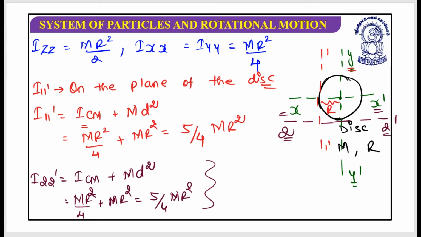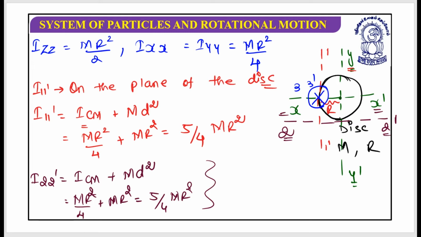Shall I do one more thing with this in the same diagram? Great. Let's have a look. One of the axes is passing through this. Let me call this 3 dash. What you need to think about is, is it perpendicular to the plane of the disk or parallel to the plane of the disk? Where does it lie? Yes, you are absolutely right. It is perpendicular to the plane of the disk.